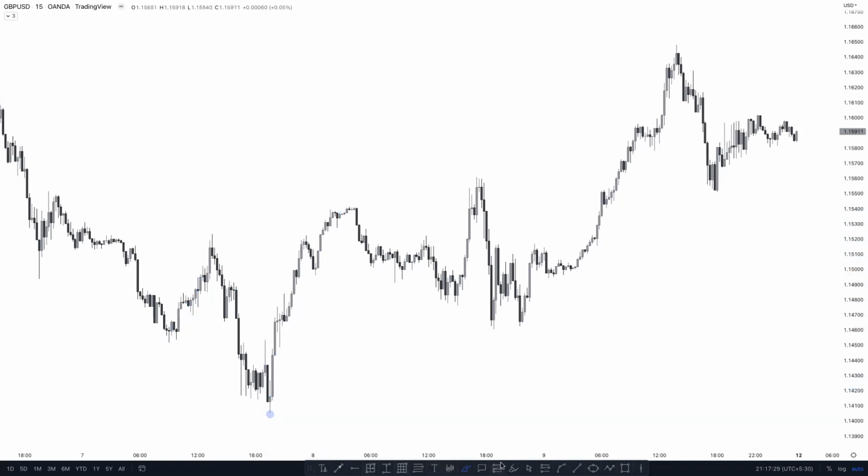So generally, this is our structure. Which one is here? Lower low and lower high. Change the color, right? And this one is our break of structure.